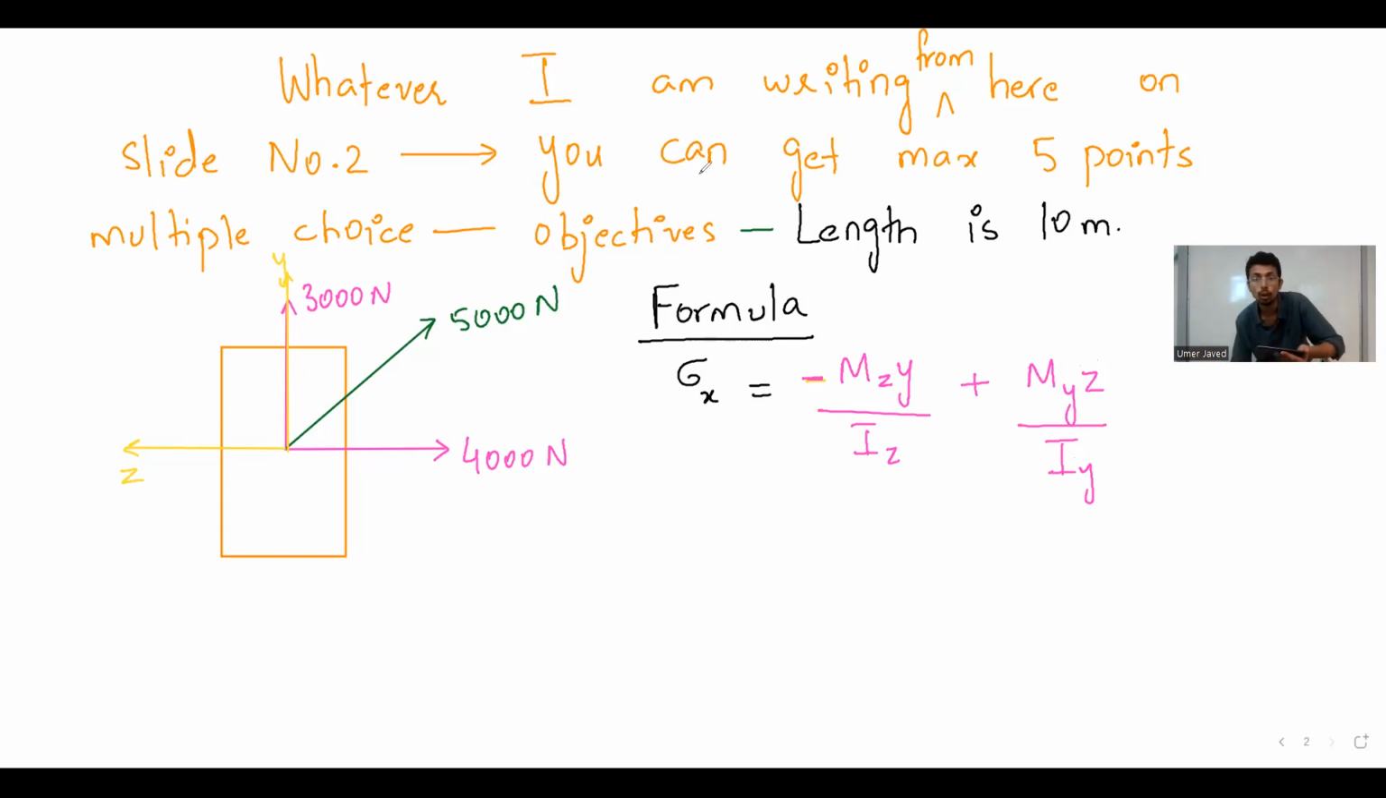That's why I have written on the top, whatever I am writing from here on slide number 2, you can get max 5 points multiple choice from here. So just so that you do not get worried too much. Now you do the number crunching for me.